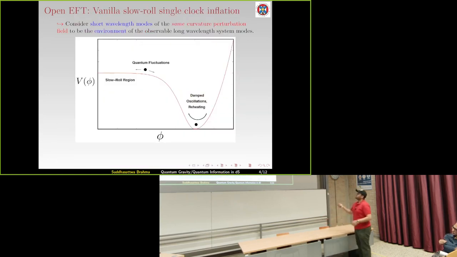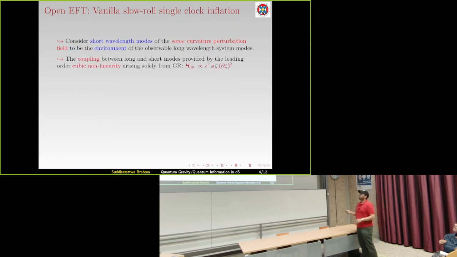Right, so what am I talking about in a little bit more detail? I just take single field slow roll inflation. I want the short wavelength modes of this to be my environment and the long wavelength modes to be my system. So modes which are super Hubble, the modes which exit the horizon, those are the things that we observe later on. And the short wavelength modes are these high energy degrees of freedom which I will integrate out or trace out is the right way to do it in this case.